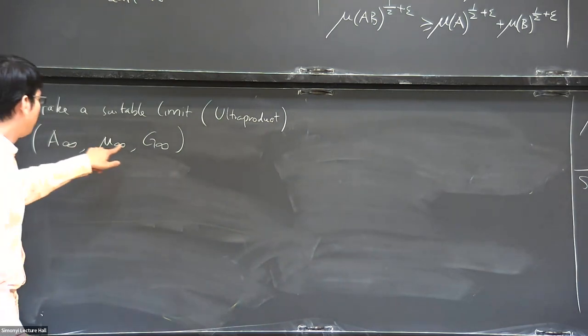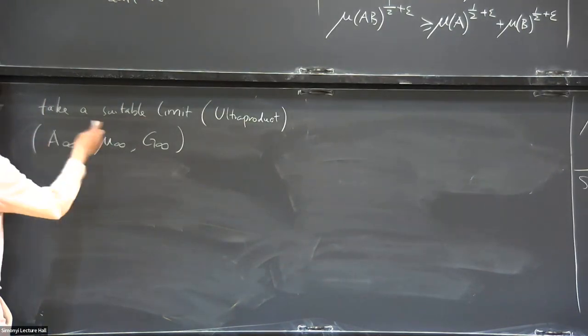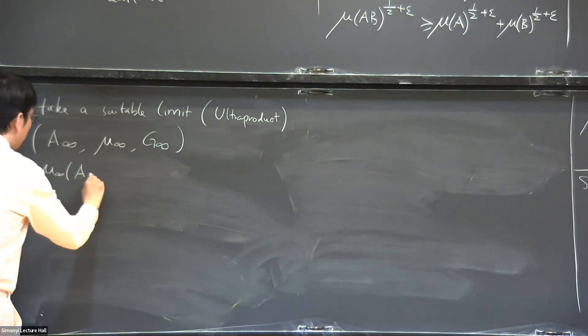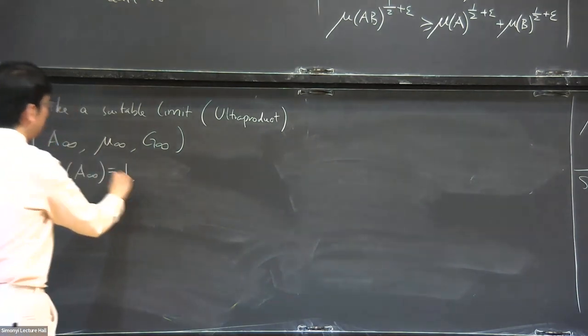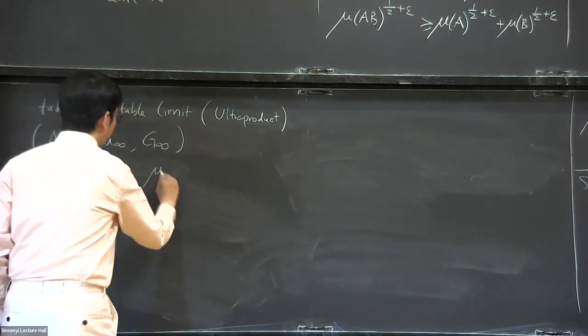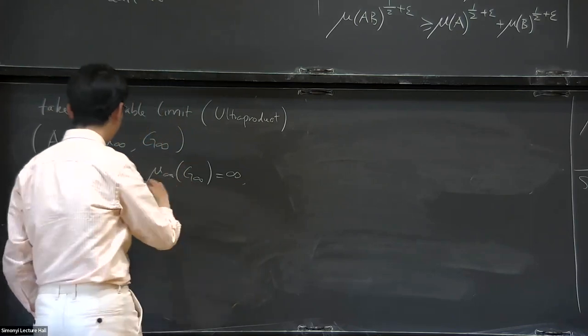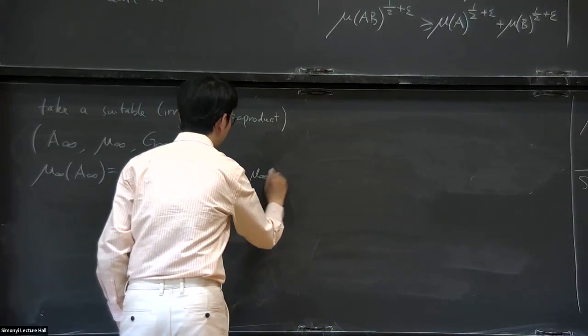Okay. So what we have is, because we are taking a limit, mu_infinity of A_infinity is still 1, right? mu_infinity of G_infinity is infinity, and we have small doubling.